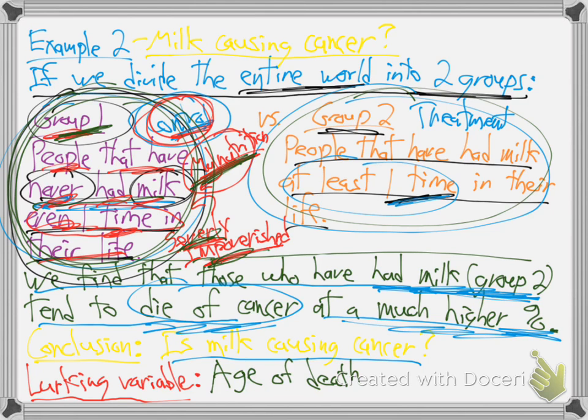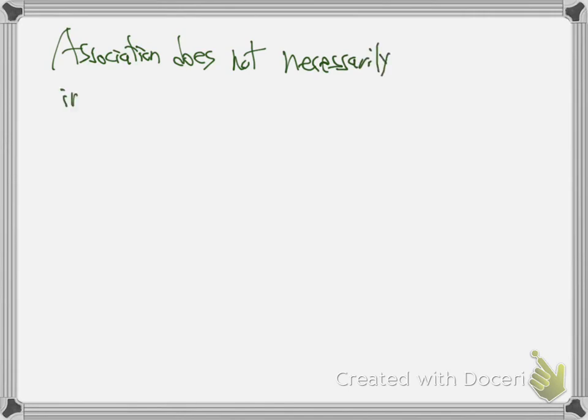So, again, we see the lesson. Let me write it out again. Association does not necessarily imply causation. The milk is not causing cancer.